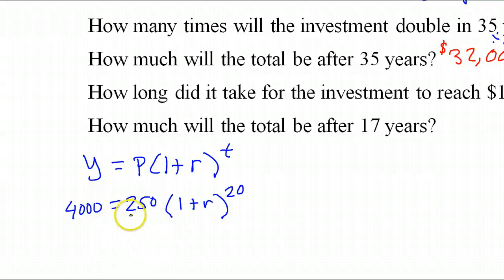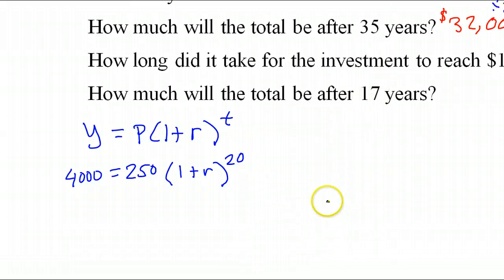All right, so what we have to do is solve this equation for r. All right, and then we'll have the rate, and then we can make the equation and use it to find the 17. Okay, so how do we solve this equation? Well, this is what we've been working on, sort of. Let's divide both sides by 250.